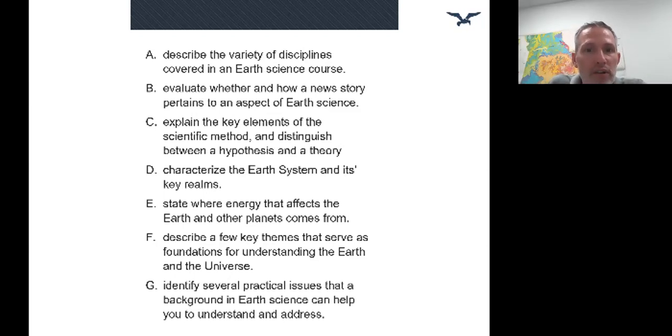We're going to characterize the Earth systems and see its key realms. We're going to state where energy that affects the Earth and other planets comes from. There's different types of energy, and we'll talk about those different energy sources. Then we're going to describe a few key themes that serve as the foundations for understanding the Earth and its universe. And then we're going to identify some practical uses that a background in Earth science can help you understand and address.